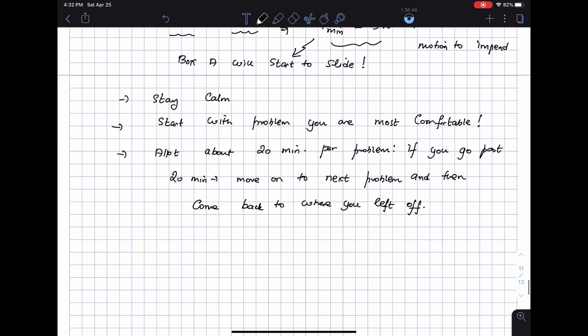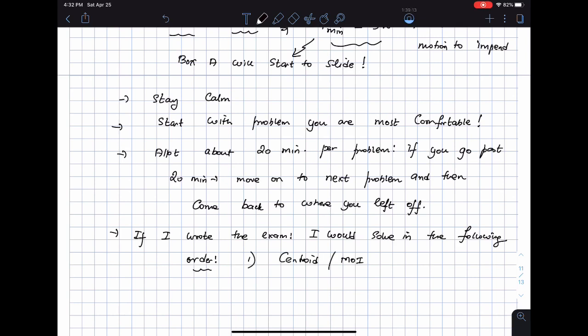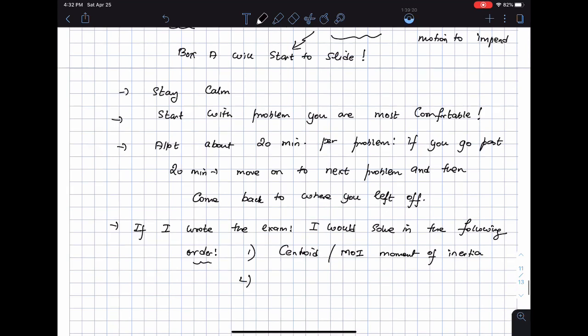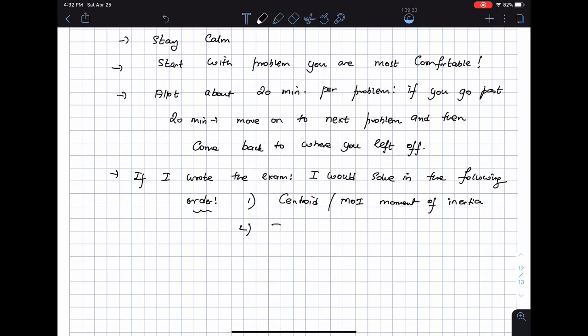And if I wrote the exam, this is the order that I would solve the problems in. I would do centroid and moment of inertia problems first. Then I would look at trusses. Trusses are my favorite problems.